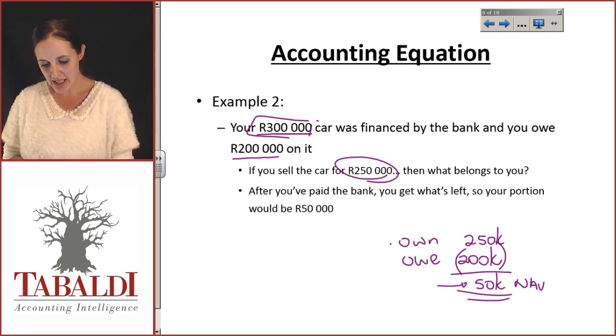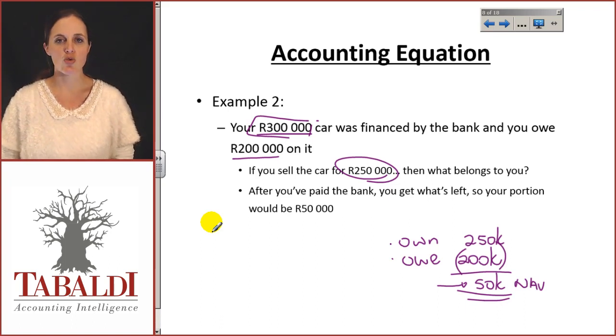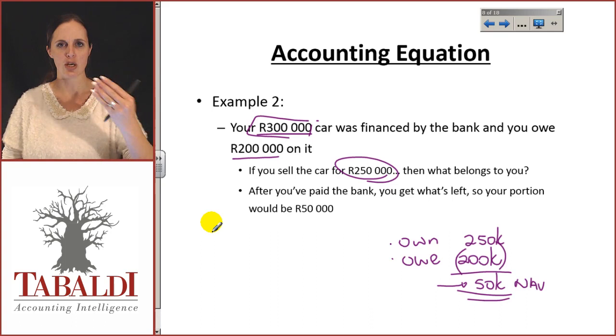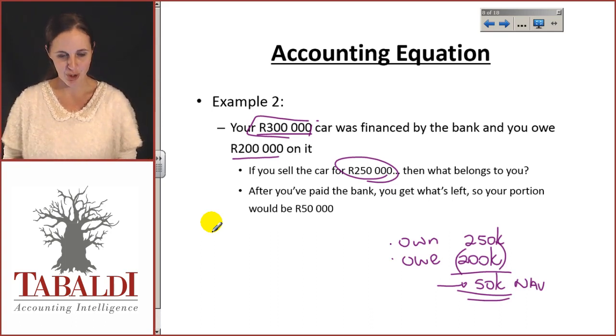So whenever we take a look at what we own minus what we owe, it leaves us with our net asset value, and it really would be a good thing if that was a positive number, not a negative. You want to make sure that what you own is more than what you owe.